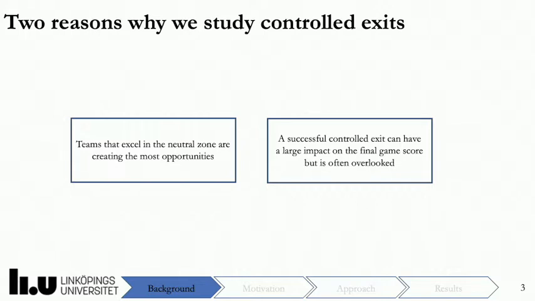There are two reasons why we decided to do what we did in the end. We found an article saying that teams that excel in the neutral zone are creating the most opportunities, so the neutral zone is an important one in ice hockey. And the way to get to the neutral zone is by having a controlled exit. So having a controlled exit may have a huge impact on the final score of a game, but this is often overlooked as most people are interested in shots or goals.